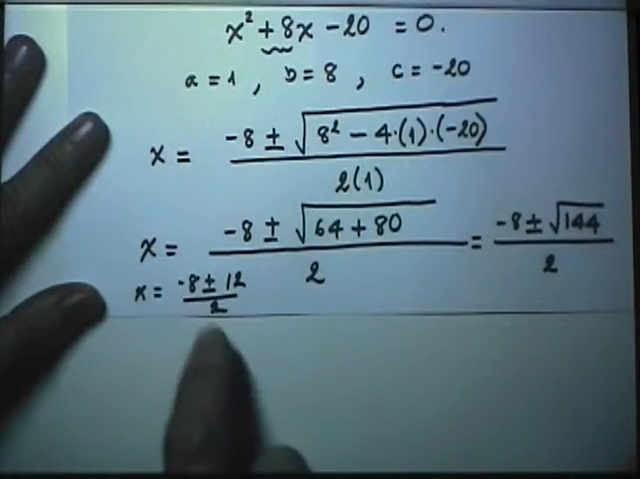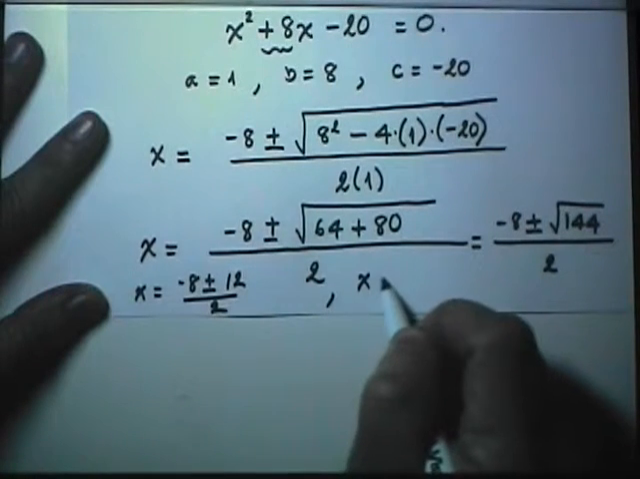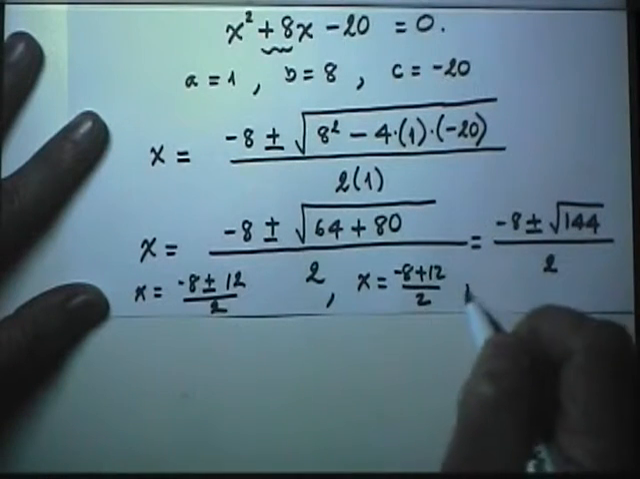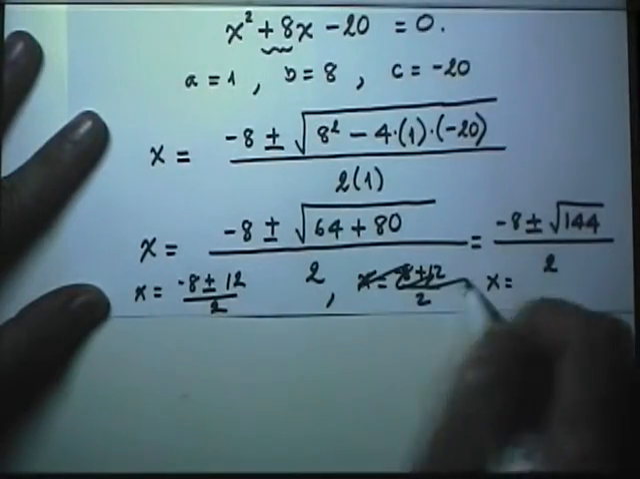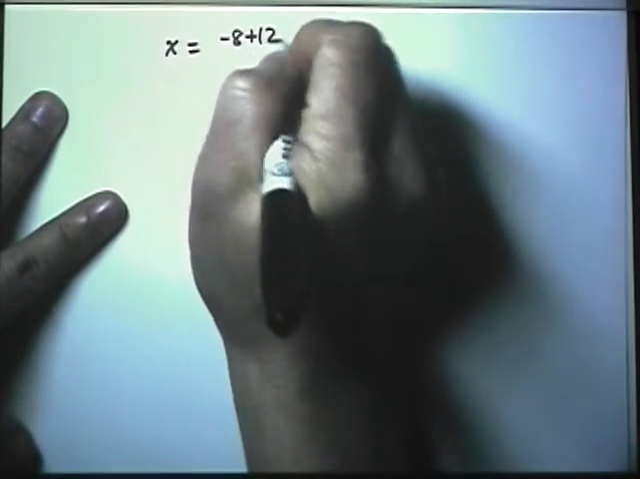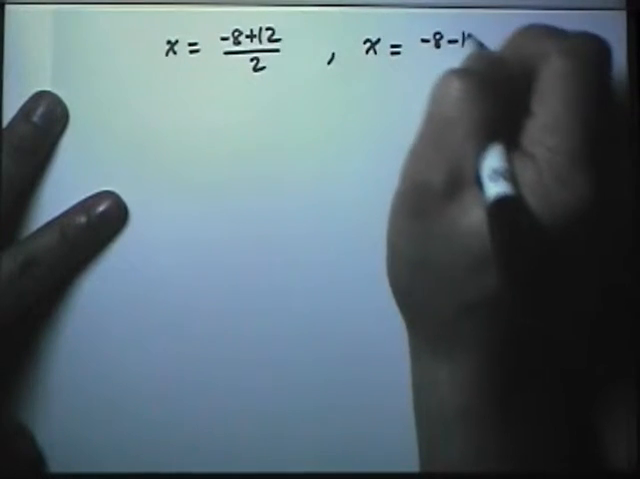So what is this plus and minus sign? Once again, it means one of my x values is going to be minus 8 plus 12, all divided by 2. And the other x value is going to be x equals, on my back page, my first x value is minus 8 plus 12 over 2. And the other solution is minus 8 minus 12 over 2.